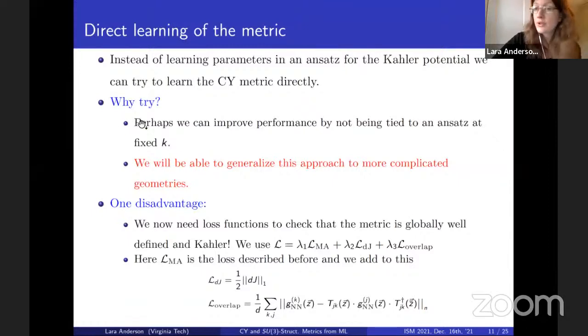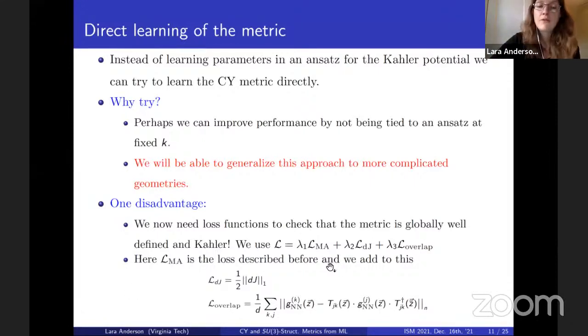Now you might ask, why do this when you have a good ansatz at hand? Why tinker with that? The question we wanted to ask was whether we could improve performance by not being tied to that ansatz. And the real reason, which is highlighted here, is that we hope to be able to generalize this approach to more complicated geometries. The disadvantage, and this is very much related to the question that was just asked, is that you then have to ask how you control the full Calabi-Yau-ness, or in general, the solving of the equations of motion of your solution.